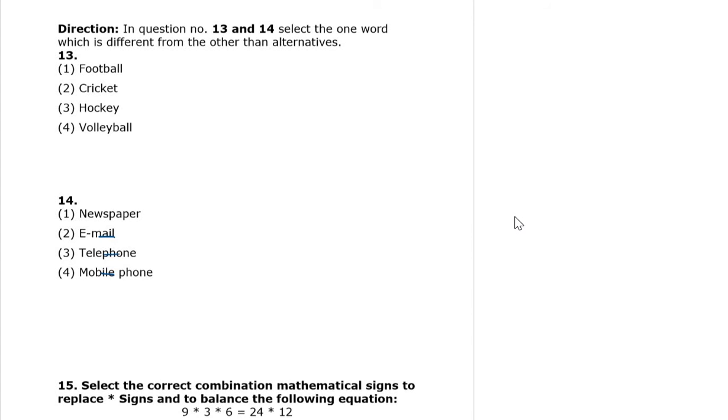Odd one out. Football, cricket, hockey and volleyball. So which one is the odd one out? Cricket. Why is it cricket? I am thinking about the other things. Football, hockey, volleyball, every game has a boundary. Okay, there is a particular place they are giving to put the ball on it.